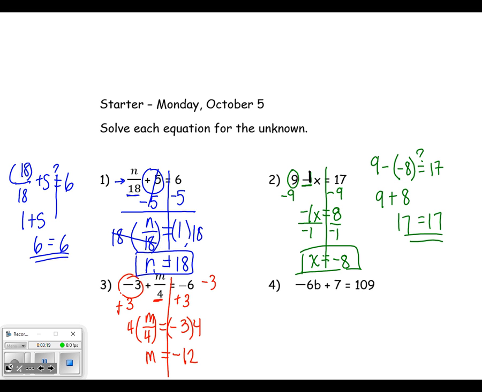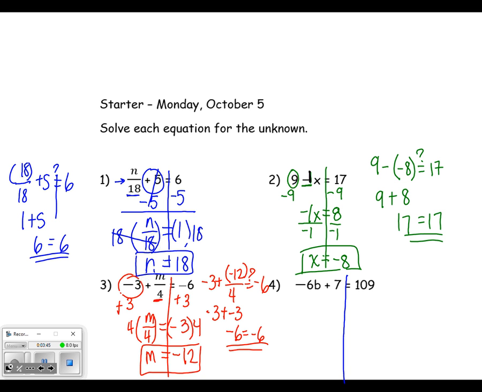I got negative 3 plus negative 12 over 4, and I need that to equal negative 6. So negative 3 plus negative 12 divided by 4 is negative 3. And negative 3 plus negative 3 is indeed negative 6. So that is the correct answer.